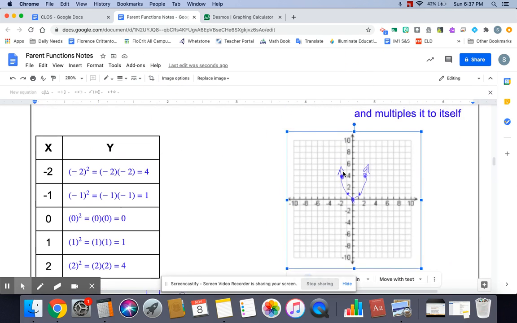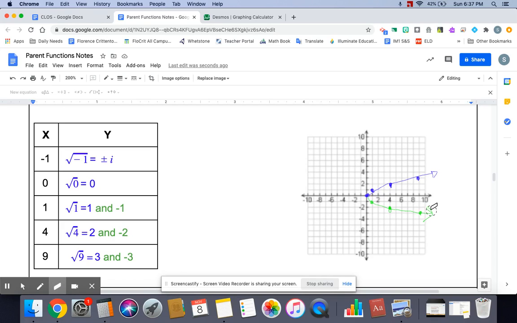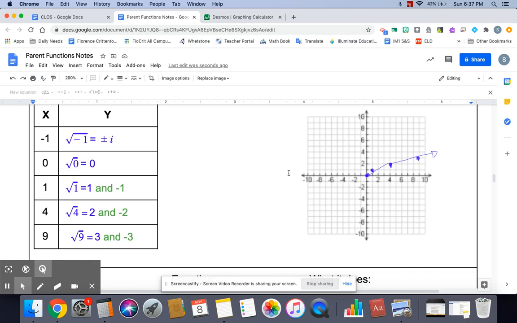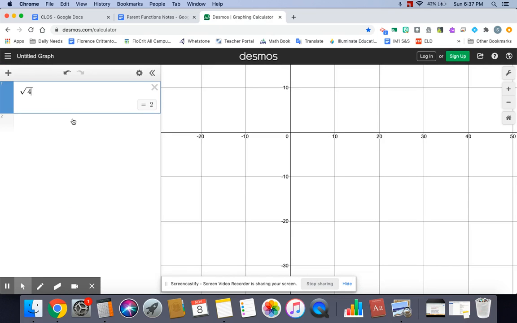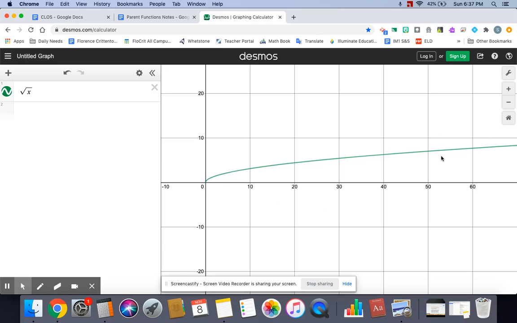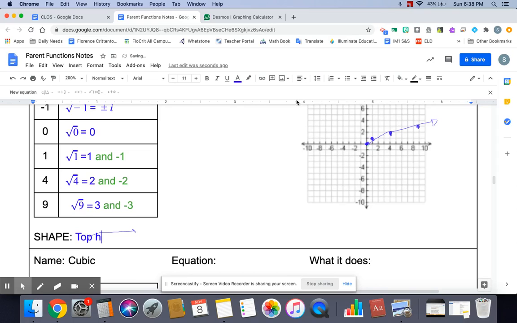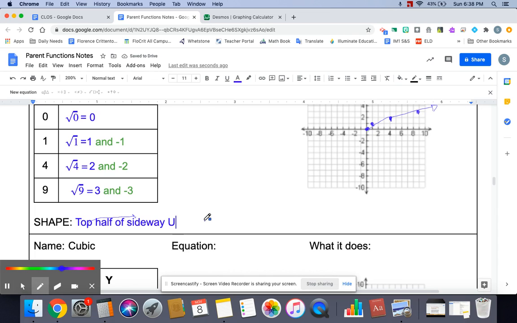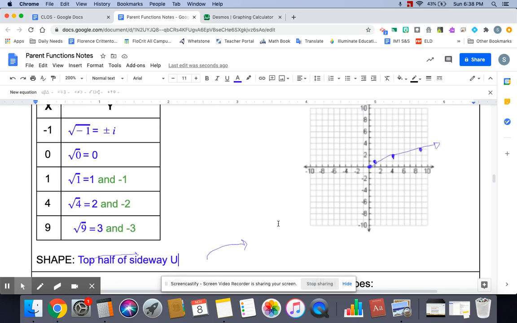That happens anytime two equations are inverses of each other. But remember, we don't like graphing the negative ones. So I'm going to take those away. This is the proper shape for the square root graph. If you tried graphing it, so how it makes that shape, where it starts slow and kind of curves up like that. So its shape, top half of sideways U. So that's the parent function for the square root graphs.